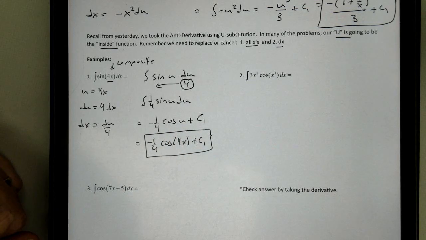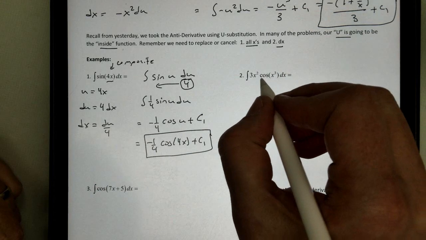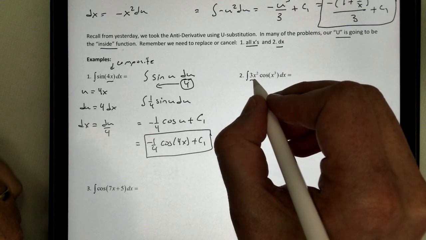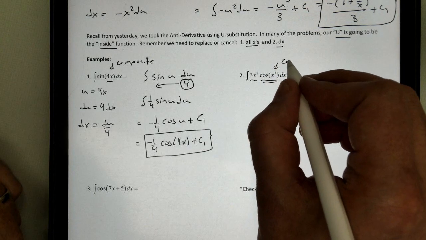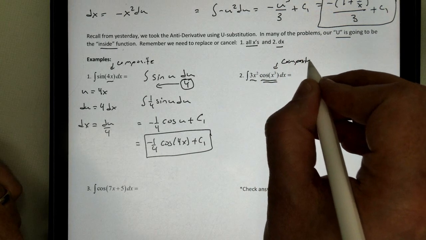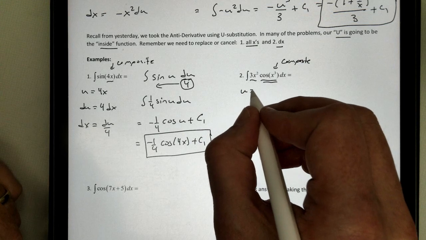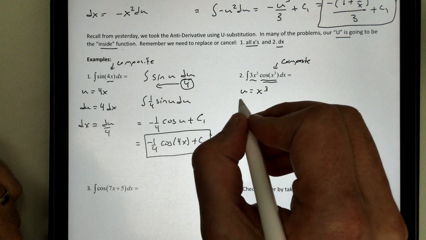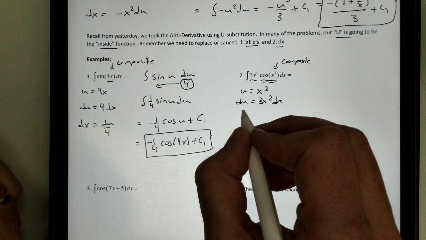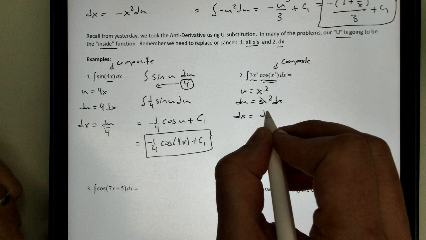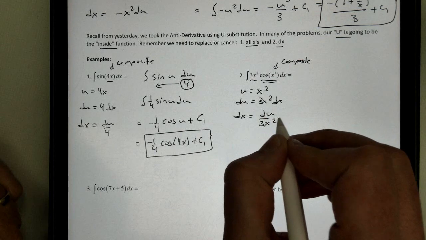So let's try number 2 here real quick. Again, this is a U substitution. Now notice, this is a weird one. We got that 3x squared and cosine of x cubed. This right here is composite. It has an inside, so that's going to be my u. U is going to be x cubed. Du, 3x squared, dx, and I can say my dx is just going to be du over 3x squared.